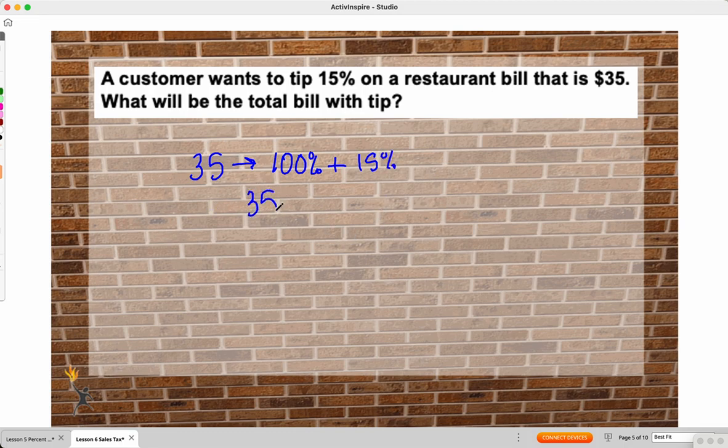So 35 is going to be times 1 plus 0.15. So you're going to do 35 times 1.15. So you're going to end up paying, you're going to tip the person that 15% additional tip, and that's going to make your total cost being $40.25. So you tip them $5.25 on your bill. They get to keep that, and the $35 goes to the restaurant to pay for your food and drinks and things like that. That's going to be your total cost.